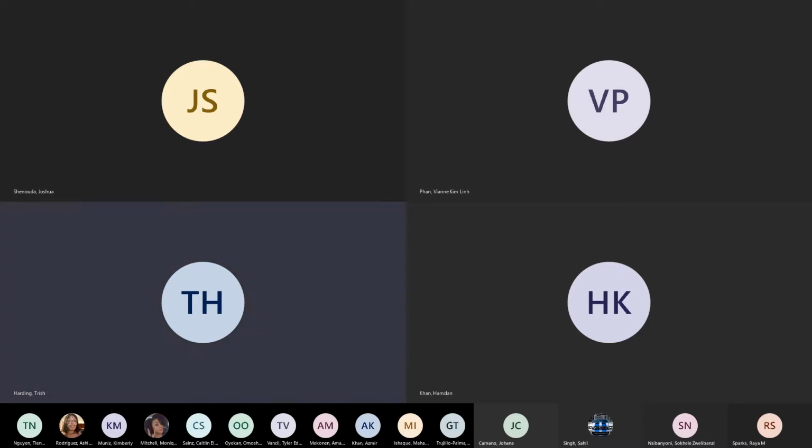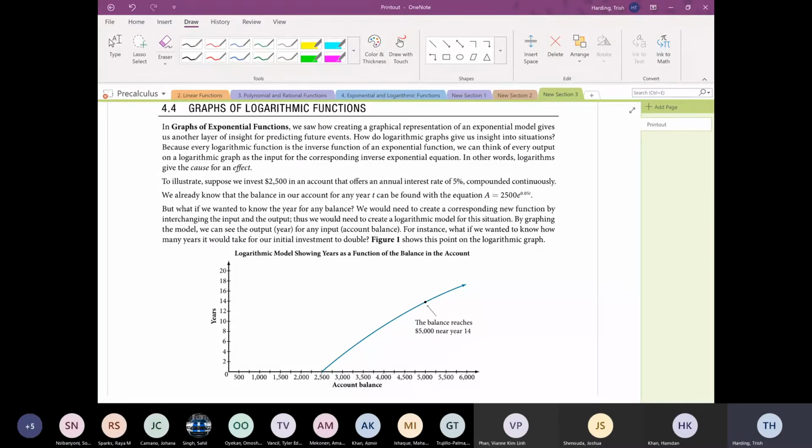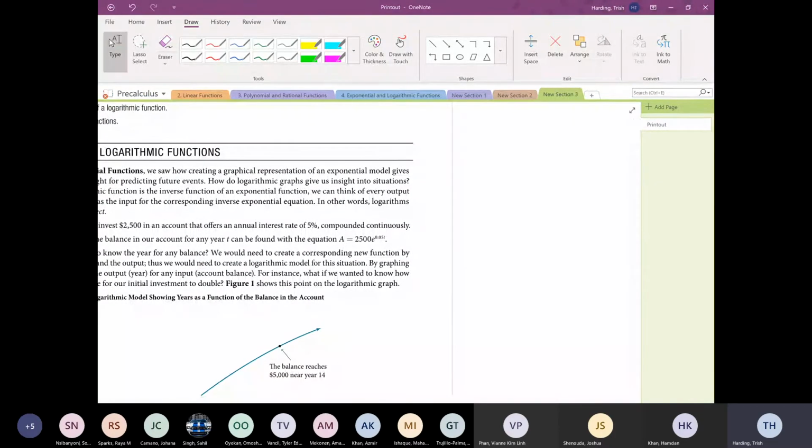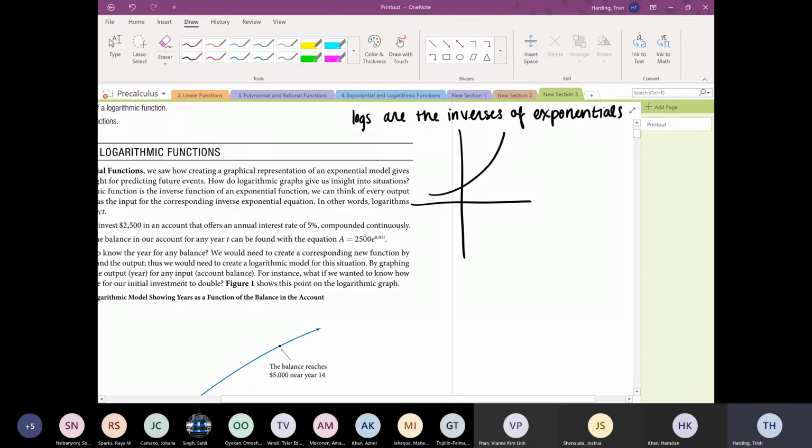So here we go. I'm going to skip ahead to 4.4, and we're going to look at the graphs of logarithmic functions. Something I want to get out there: logs are the inverses of exponentials, which is what we have been going over. When you have an exponential graph, you'll notice that it will always pass the horizontal line test. What this means is that it's 1-to-1, and because it's 1-to-1, it has an inverse.